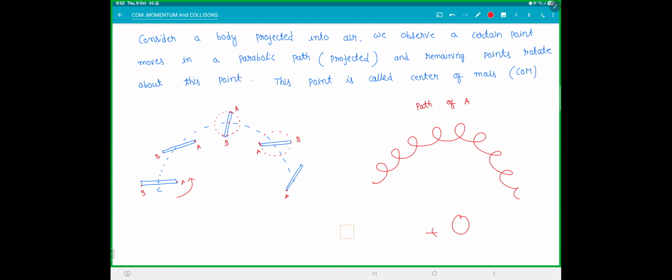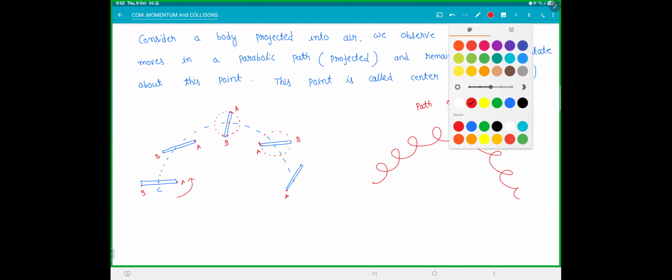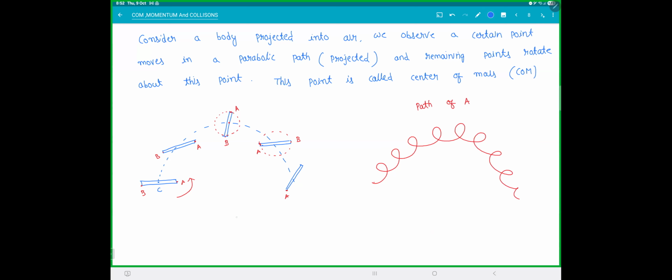Are you getting clear with this thing? So you will always notice this. Whenever you throw particles into the air, you'll always find a particle. So here C is the center of mass. We will see later on how to find that center of mass. So whenever you're throwing objects into the air, only the center of mass will behave like a projectile. So till now we have studied that only.